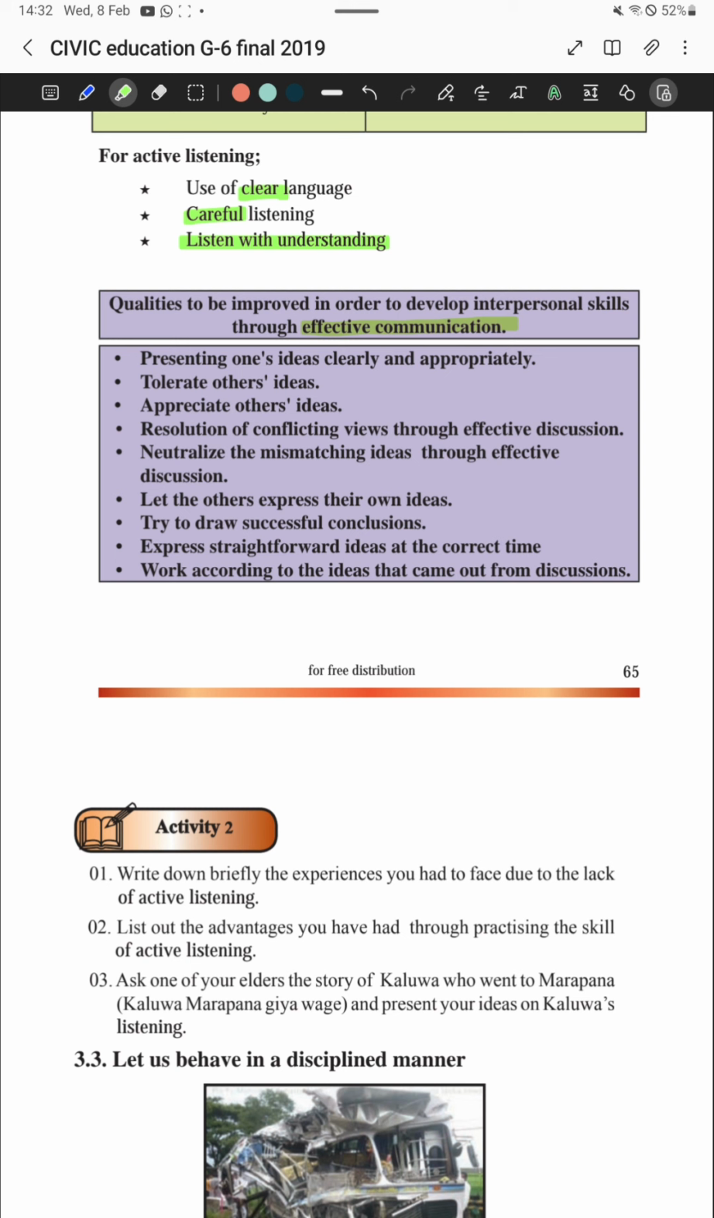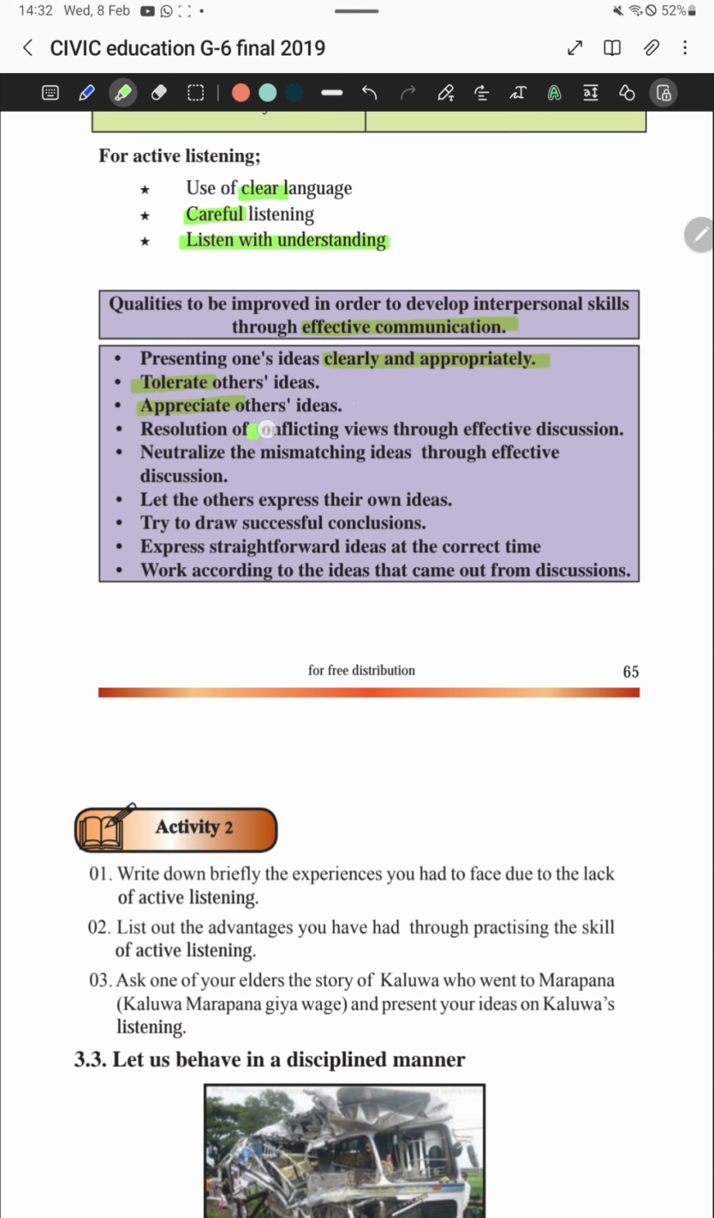Number one, presenting one's ideas clearly and appropriately, right? So this is a quality to be improved. You must present your idea very clearly and appropriately. And tolerate others' ideas. Tolerate means you have to react to others' ideas correctly. And if the other person is talking positively, please appreciate that person. Please praise that person. And resolution of conflicts through effective discussion.